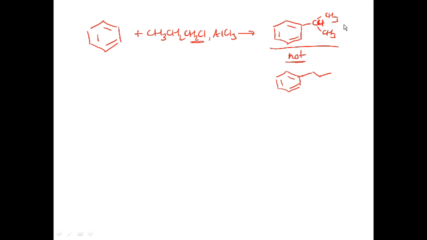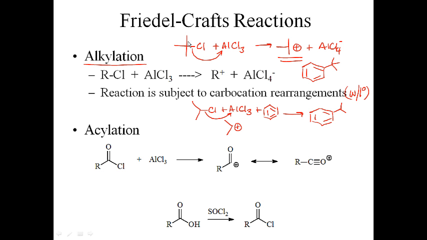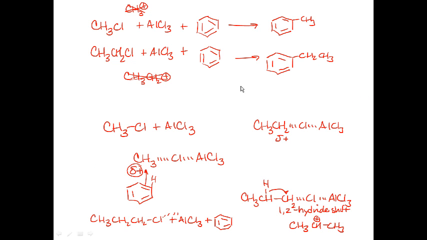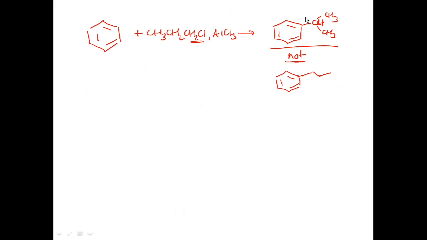So Friedel-Crafts alkylation is subject to carbocation rearrangements, but it is possible to use methyl and ethyl to form ethylbenzene and methylbenzene, which we know is toluene. So we'll talk about how to overcome the straight-chained alkyl halide problem and get a straight chain on this end.